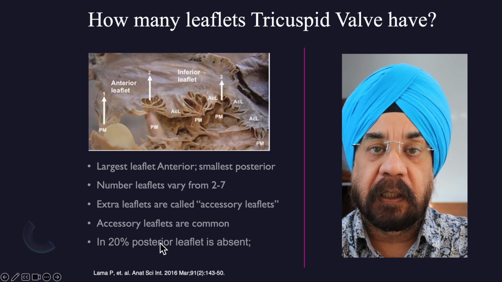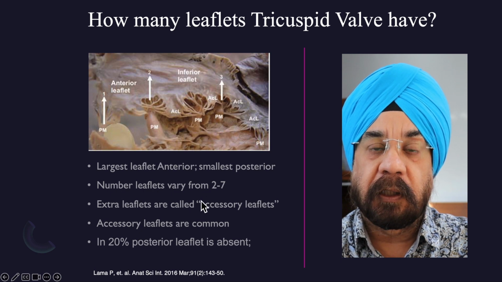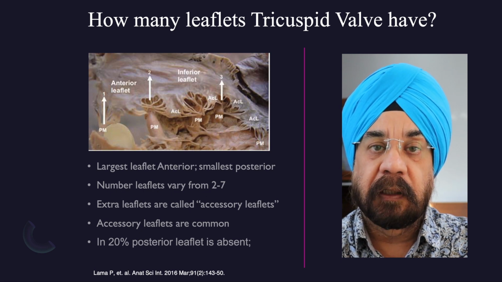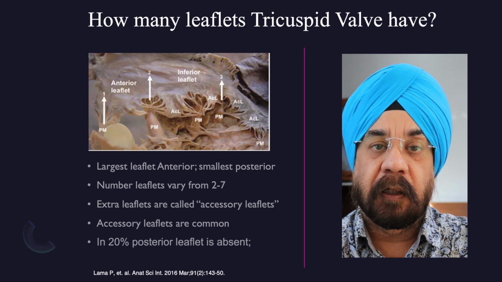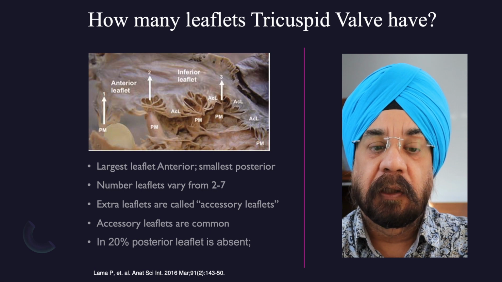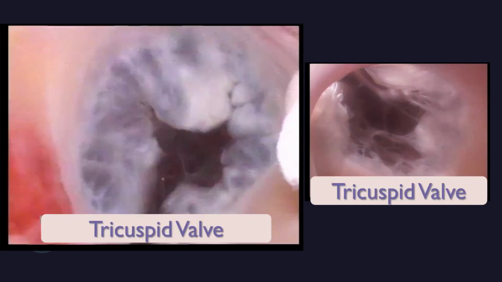So that's why there is a lot of irregularity in structure on the tricuspid side. It's a far thinner valve. You can have 2 to 7 cusps. The largest cusp is the anterior cusp, and the smallest, and a lot of variations, happen in the posterior cusp.